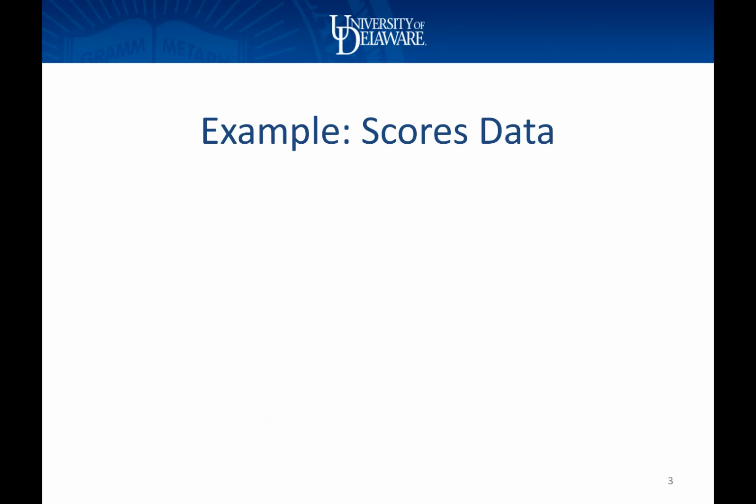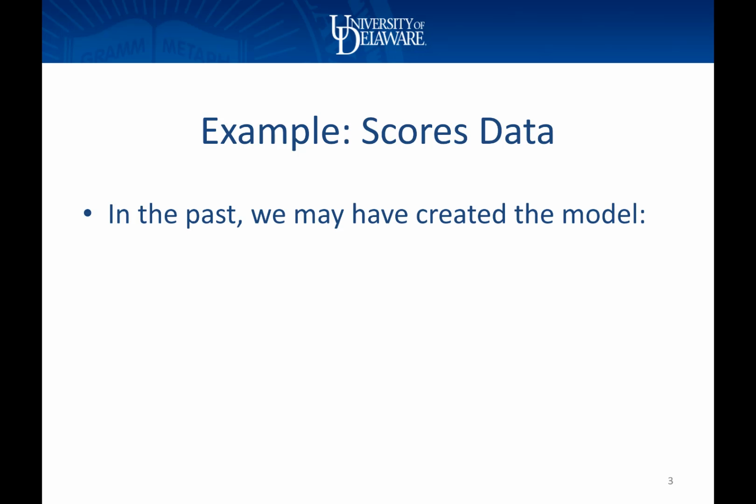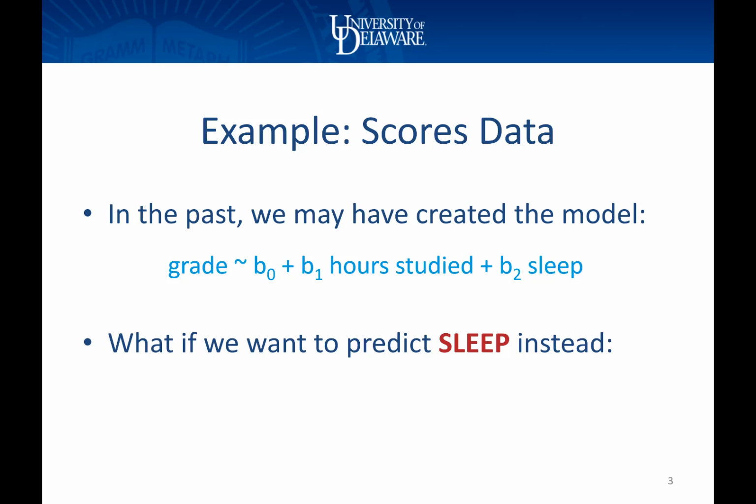The example I want you to consider is the scores data because it's so close to our hearts. In the past, we created a model predicting grades from hours studied and the binary variable whether a student got sleep the night before. And that model was interesting. It helped us learn about continuous responses and what a linear regression model is. So I want you to think about that model and consider, what if instead of predicting grades, we wanted to predict sleep? Remember, sleep is binary. It's just whether the student got a full night of sleep, 8 full hours or not.